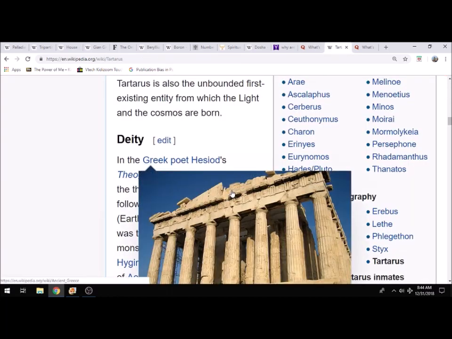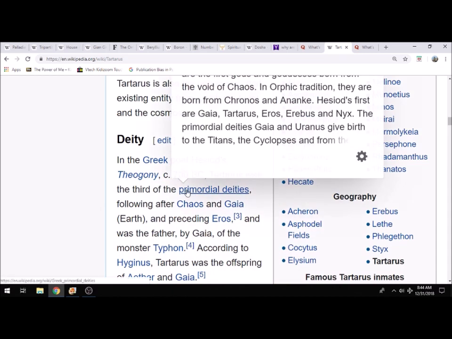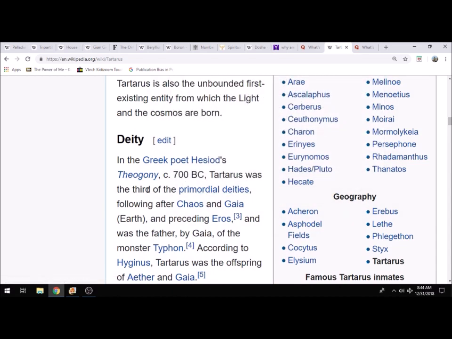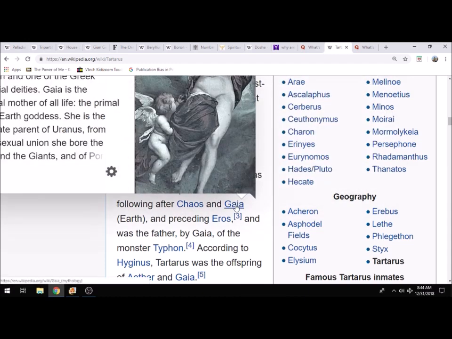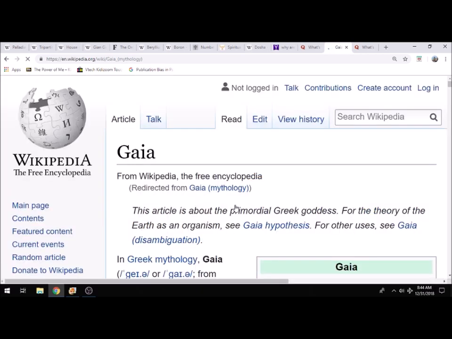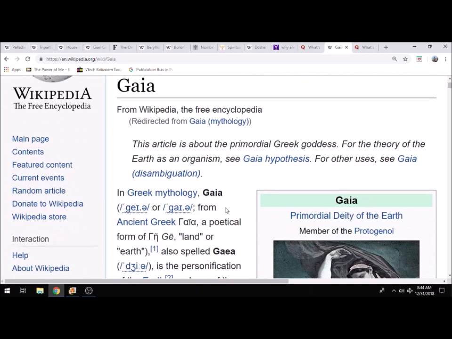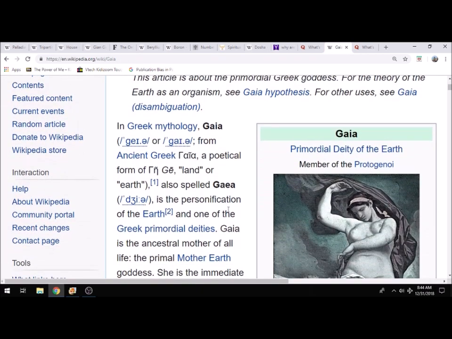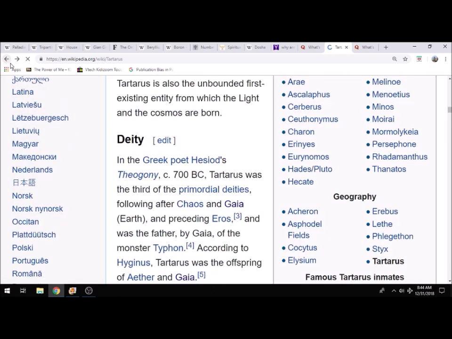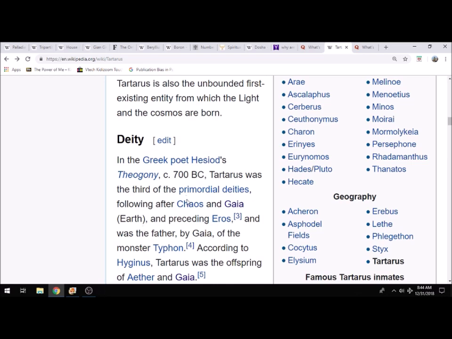So interesting that's going to come into it. The third of the primordial deities, following after Chaos and Gaia, right? Gaia is the earth, right? In Greek mythology, Gaia is the personification of the earth. I thought so. Okay, so the earth, right? Chaos.